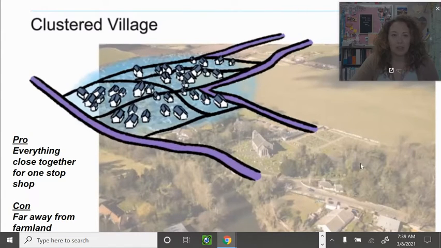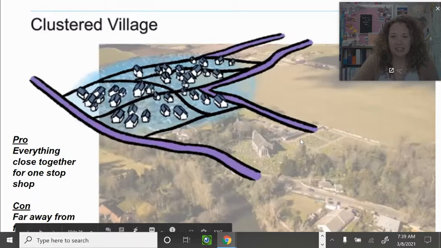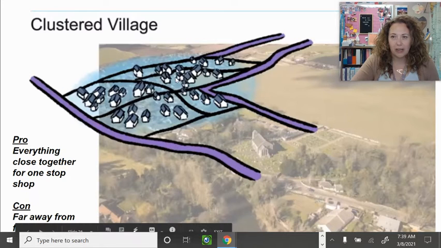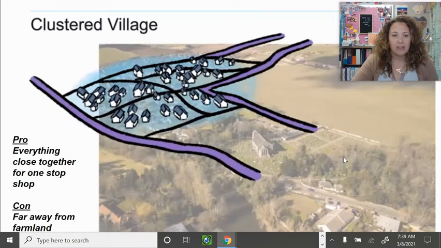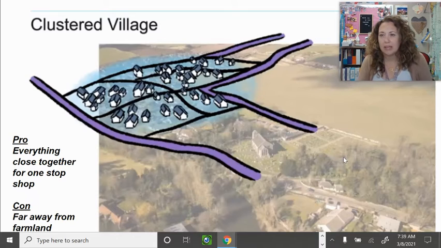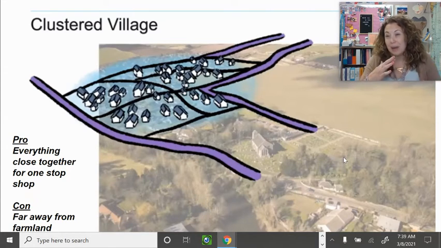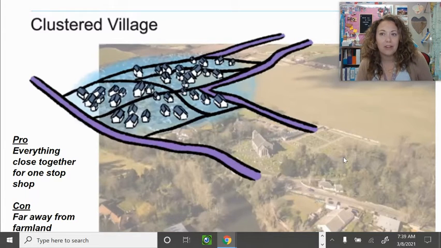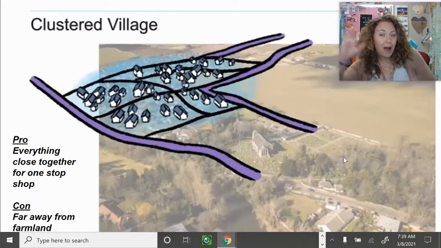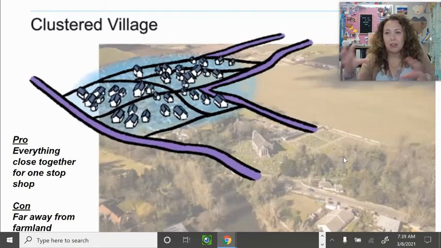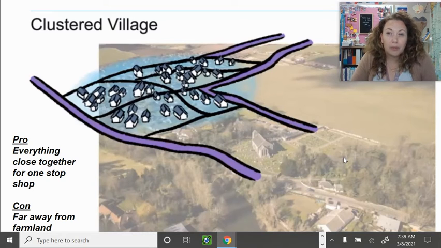Okay, so real examples, little clustered village. Again, you guys can see the real picture here and then the little animation here. So again, everything is close together for one-stop shopping or just that sense of community. Tie this back to Unit 3 on culture. What often was in the middle of a village or a town? A church, you got it. Maybe the church was built and then they'd build all the houses right around it. And then the con, you're far away from the farmland and potentially other resources.